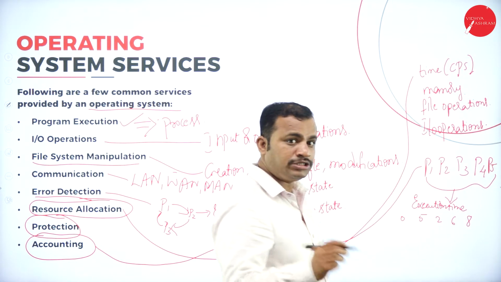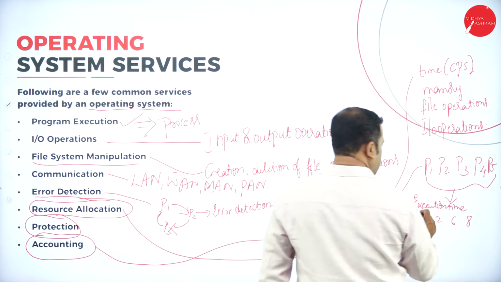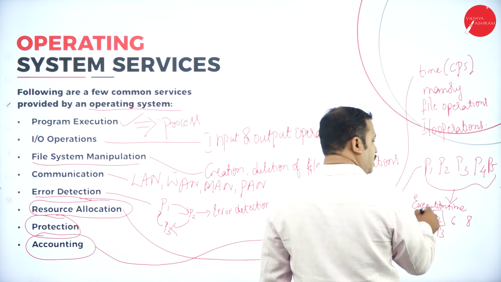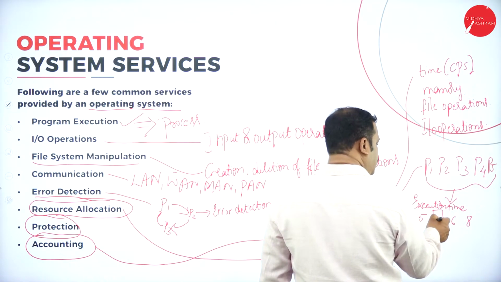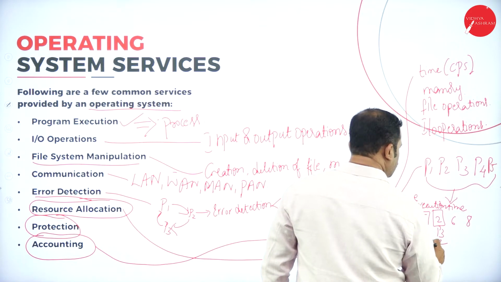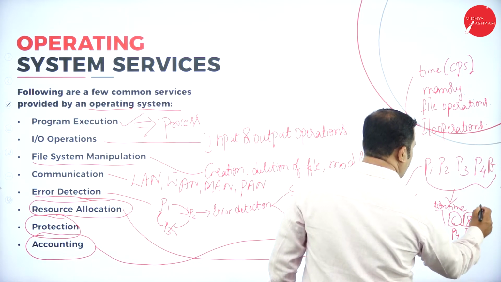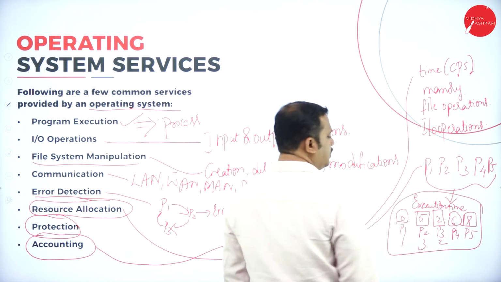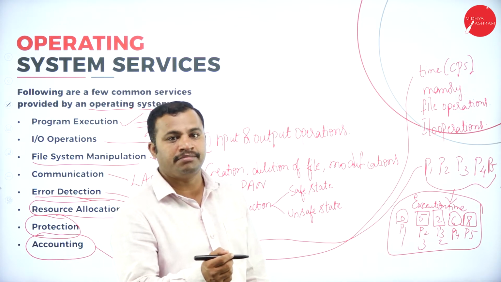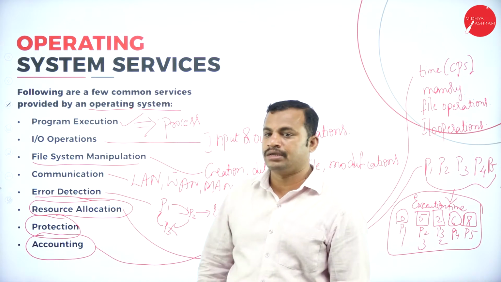If that is the case, which process arrives first? P1. That is, P1 must be executed. Then P3 must be executed because it has arrived even before P2 arrives. So P3 must be executed. Then P2 is executed. This is 1, 2, 3, then P4, then P5. So all these processes must be executed properly in time. The accounting of this information must be maintained by the operating system. That is the reason we are using the term accounting here.